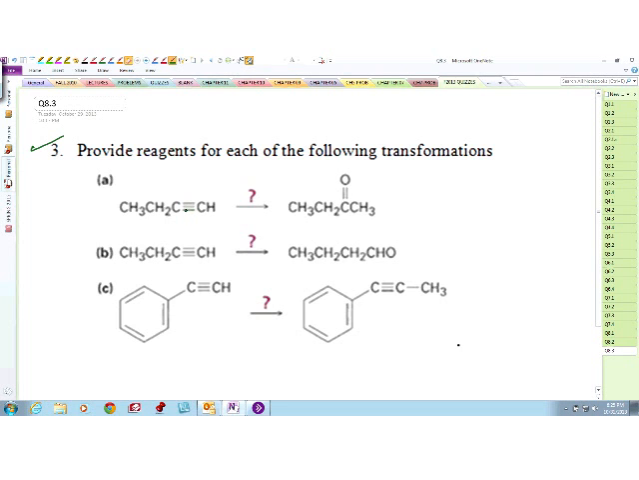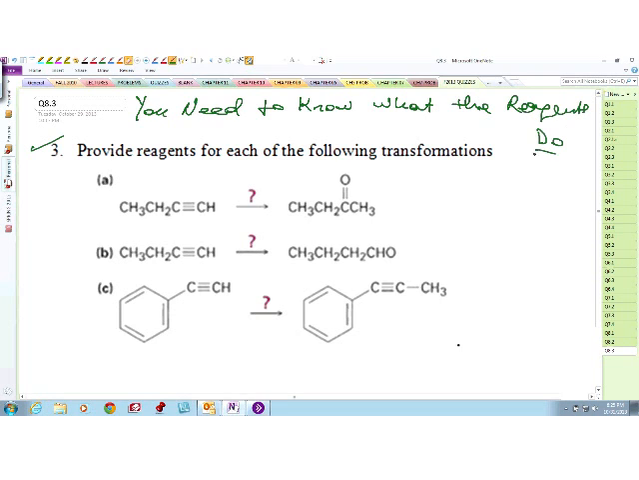So this is a case of knowing your reagents. Remember, I keep telling you, you need to know what those reagents do. So let me write it here, just for emphasis. You need to know what the reagents do. Once you know what the reagents do, you will find that most of organic chemistry is fairly simple.